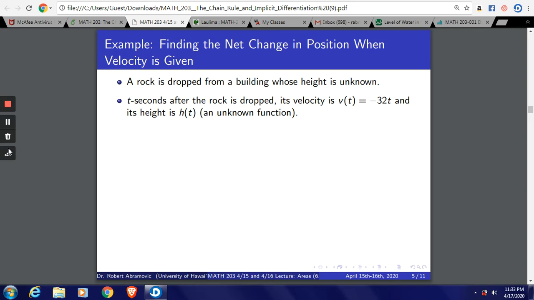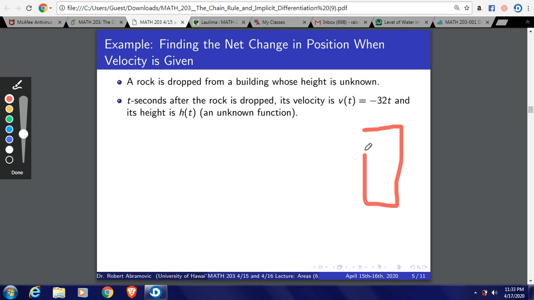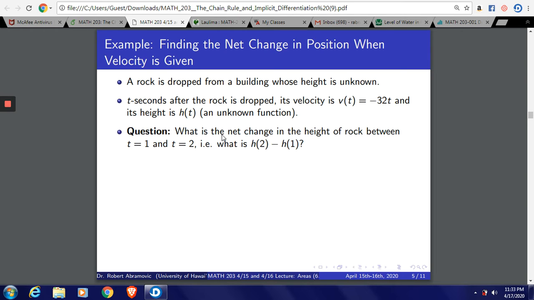So I'll draw a little picture of what's going on here. We have a building, we have a rock, and it's dropped. We know its velocity, minus 32t, and this actually is from acceleration due to gravity, but its height is unknown because the height of the building is unknown. What is the net change of the height of the rock between t equal to 1 and t equal to 2? That is, what's h of 2 minus h of 1?